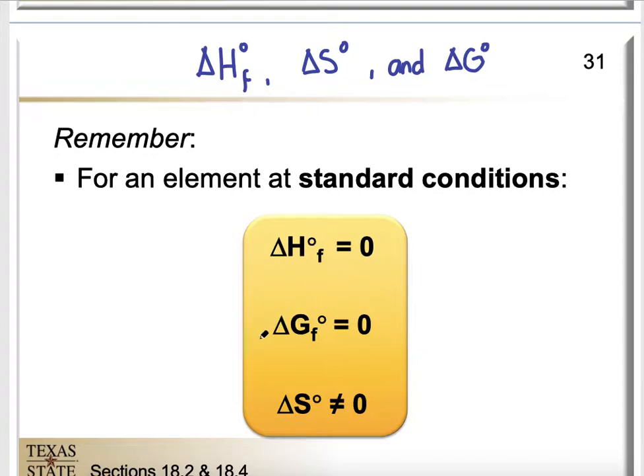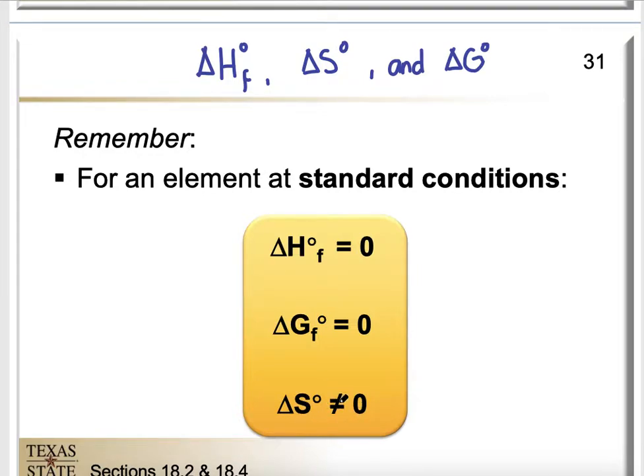The Gibbs free energy of formation at standard conditions for an element in its thermodynamically stable form is also equal to 0, but the entropy of the element is not going to be equal to 0, because the only way for something to be equal to 0 would be if it was at 0 degrees Kelvin and it was completely pure and in its crystalline form. And the standard conditions is 298 Kelvin.